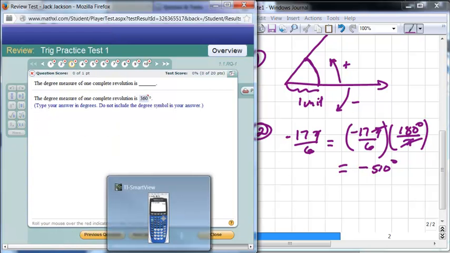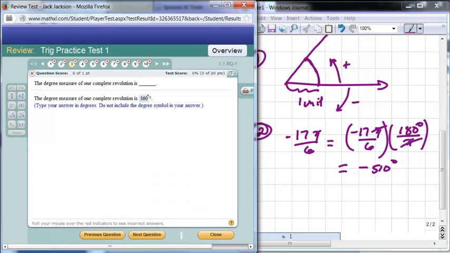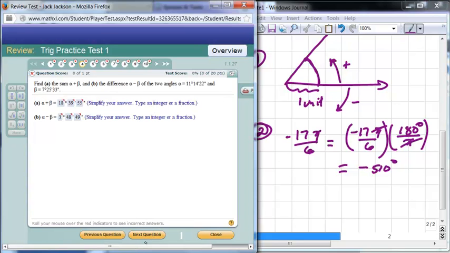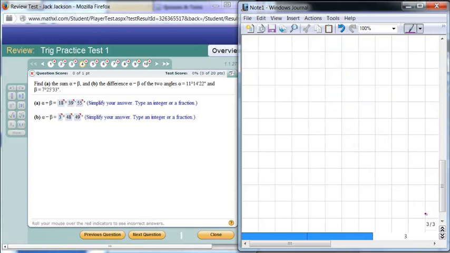Next question. The degree measure of one complete revolution is 360 degrees, or 2 pi radians. Okay, the next one we're going to be adding or subtracting, actually both, some angles here. So we want to do alpha plus beta. Alpha is 11 degrees 14 minutes 22 seconds, and beta is 7 degrees 25 minutes 33 seconds.